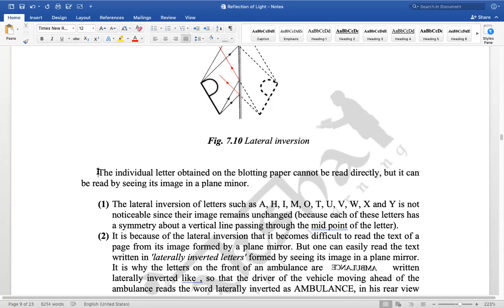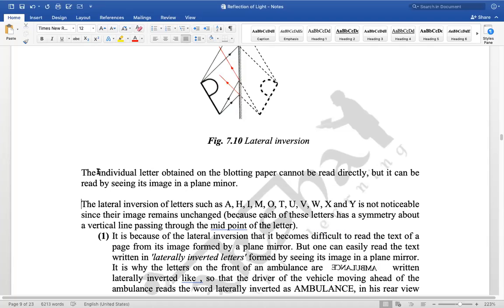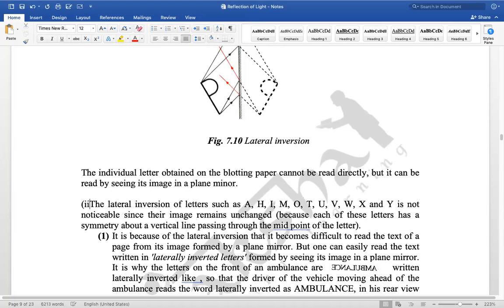तो जो भी लेटर का हम लोगों ने इम्प्रेशन लिया है, that cannot be read directly, but if we see the image again in a plane mirror, तो उस inverted को फिर से दोबारा इरेक्ट कर देगा वो जो प्लेन मिरर है और आप उसको रीड कर पाओगे अकॉर्डिंगली.